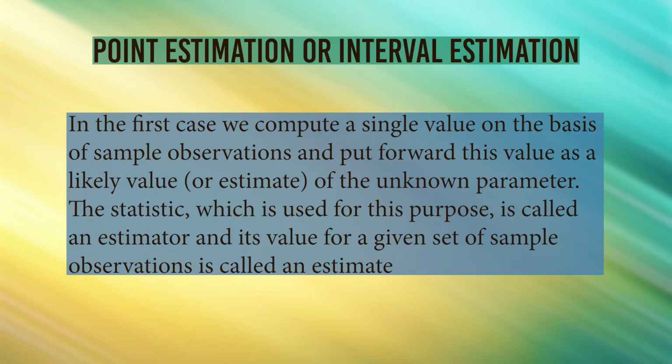In the first case, that is in case of point estimation, the name justifies it, point. We take a point. That means we take a single value on the basis of the sample observations and put forward this value as a likely value, which we call in technical term an estimate of the unknown parameter. The statistic which is used for this purpose is called an estimator, and its value for a given set of sample observations is called an estimate.